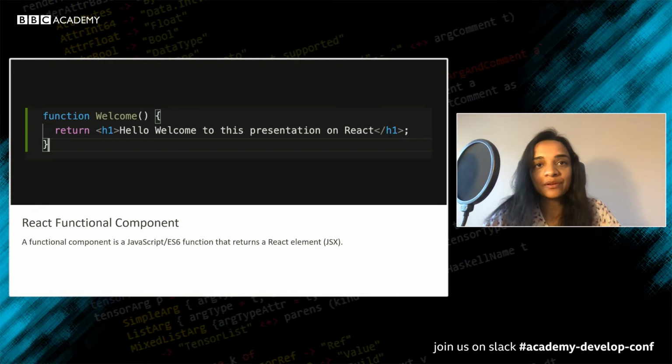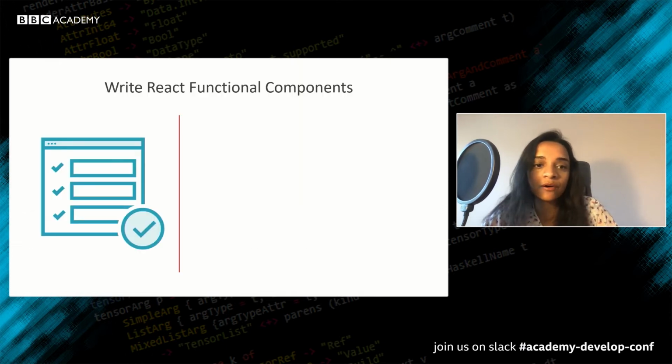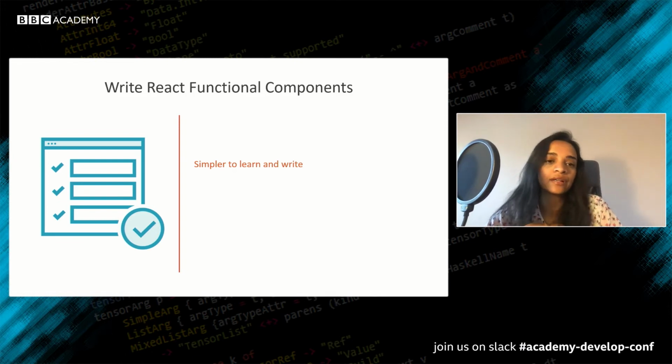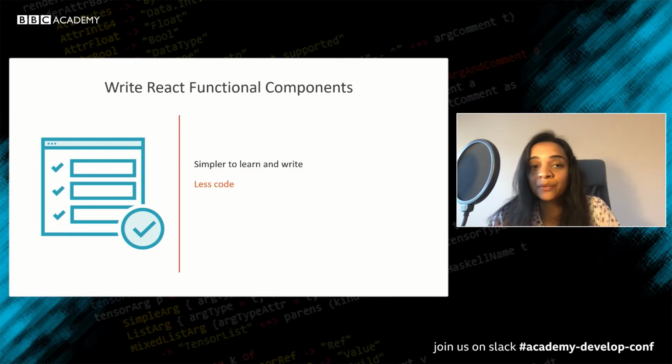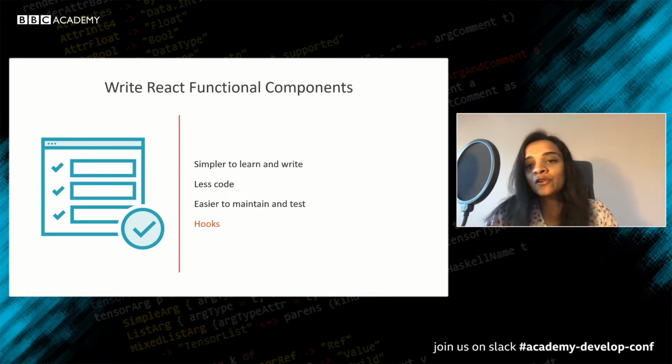With functional components, what I really like about it and why we should use it is that it is simpler to learn and write. As a developer, it's easier for me to understand and model it mentally with a functional component versus a class component. You'll notice that with functional components, there's far less code. You don't have a huge amount of lifecycle methods, render methods, and so on, so you don't need to memorize any of that stuff. It is also easier to maintain and test. And finally, with the addition of hooks, you can get all of the React features within your functional component.